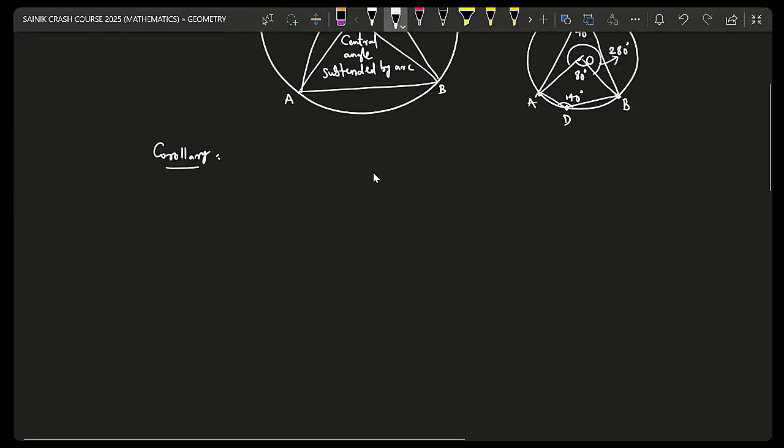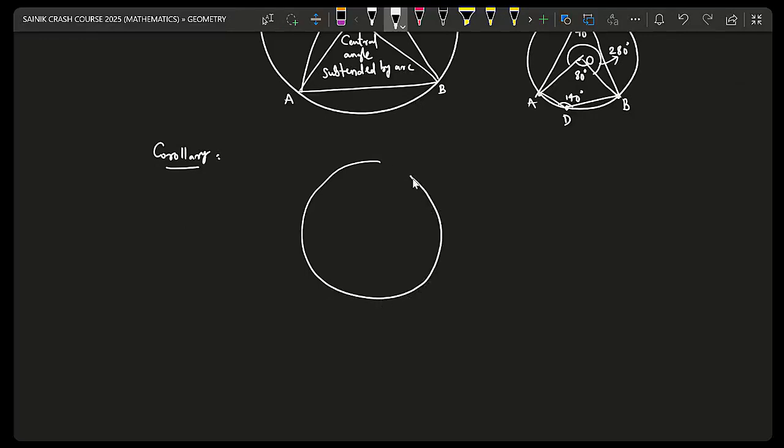The corollary is: you take a circle and this arc. Let us take AB as the arc. Now let us take the center O. B is already used, so let us take some other points. I'm taking a point here C, and I'm taking a point here D. Okay, anywhere you can take any 2 points.